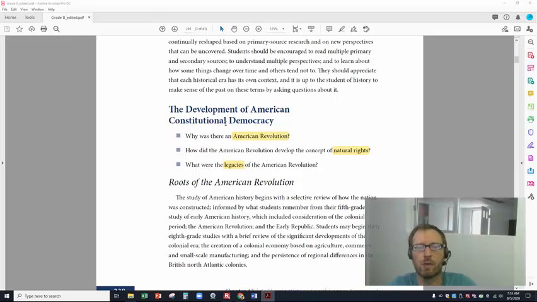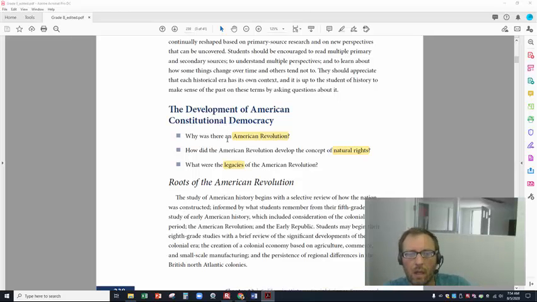Democracy means power of the people. The government system of the United States is a republic. And what a republic is, is where you have a government where representatives make decisions for the people. So you can have a democratized republic, which is what we have, but it's still a republic.